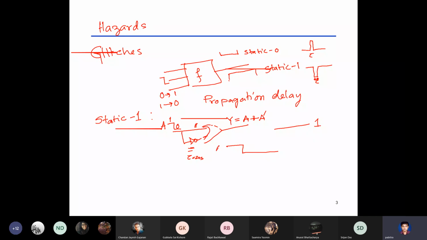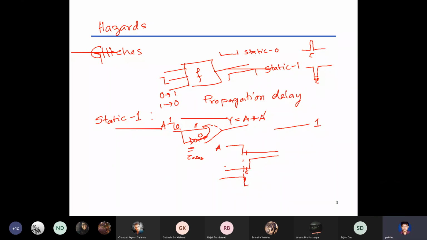because of the delay in the NOT gate, this is A, and 1 will appear here after some time. So this will become 1 after tau amount of delay. Now let us look at the output. Output was, let's say, initially 1, and then only for this period of time you can see that both were 0. So output is temporarily 0 here.